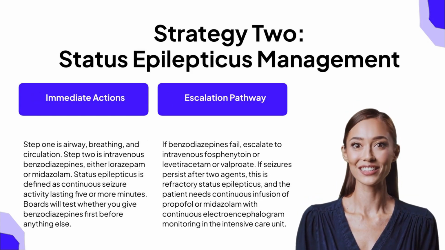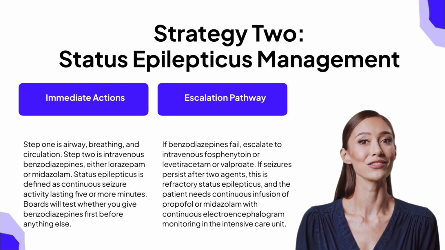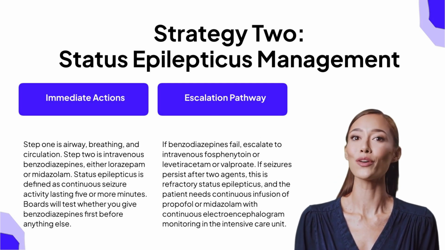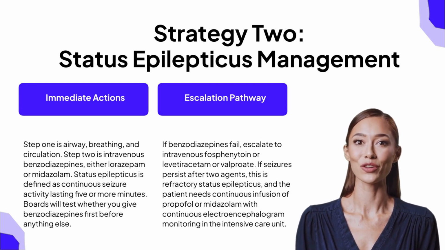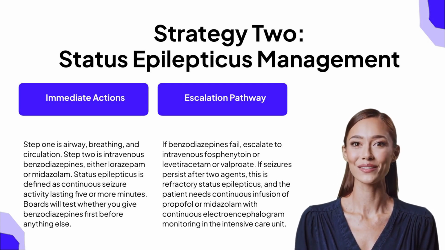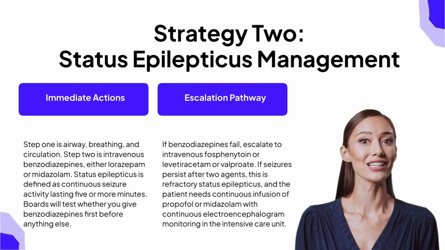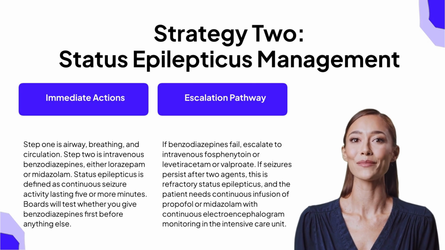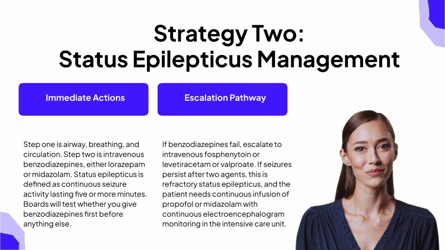Now let us talk about status epilepticus, which is one of the highest yield emergency topics for Step 2. The definition you need to know is continuous seizure activity lasting 5 or more minutes, or recurrent seizures without regaining consciousness between episodes. The board question will always test whether you know the correct sequence. Step 1 is always airway, breathing, circulation, and give oxygen. Step 2 is intravenous benzodiazepines. Lorazepam is the most commonly tested first-line agent. If benzodiazepines fail, you escalate to a second-line agent like fosphenytoin, levetiracetam, or valproate.